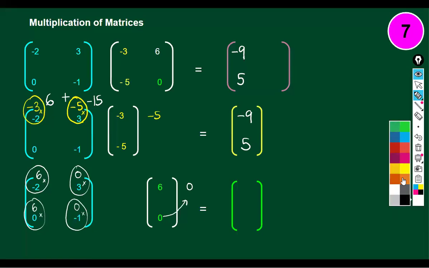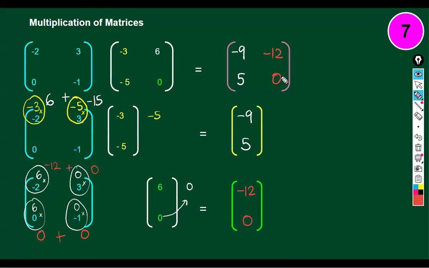6 by minus 2 is minus 12. Anything by 0 is what? 0. 6 by 0 is 0. Minus 1 by 0 is 0. So to get the answer on top, we add the minus 12 and 0. We're going to get minus 12. And 0 plus 0 is 0. It's minus 12 and 0, not 6. Check back your working.